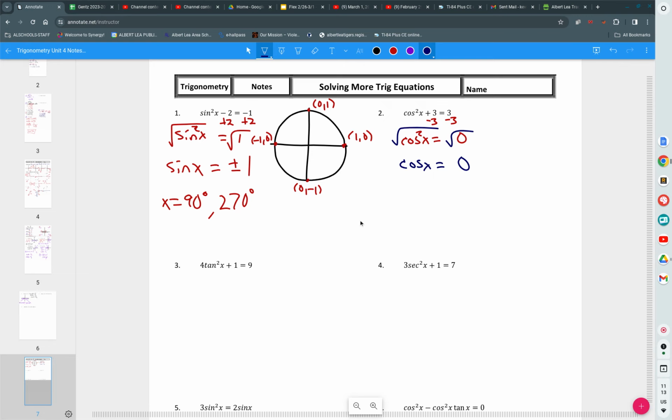Is cosine the x value or the y value in the unit circle? It is the x value. When is the x value equal to 0 in the unit circle? The x value is 0 at 90 and 270. Yeah, sine was 1, cosine is 0. Those happen at the same spots.